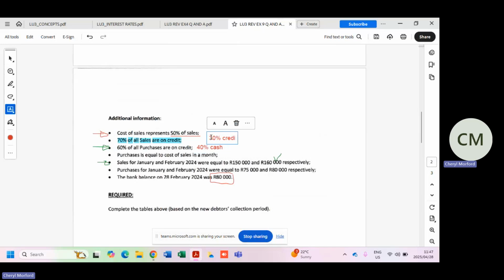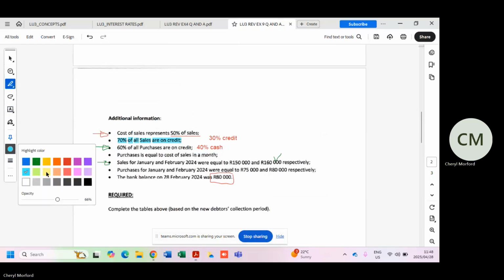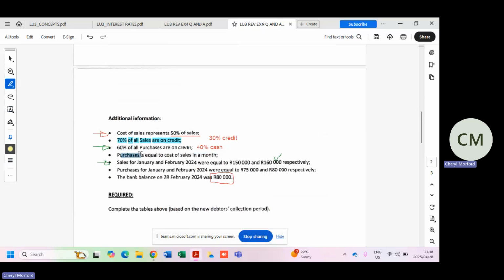30% credit for the sales. But be careful here. We don't have the amount of purchases. So we need to read the question to see what we're going to use. It's all here. See this. It says purchases is equal to cost of sales in a month. And as we already saw in the first bullet, your cost of sales is 50% of your sales.